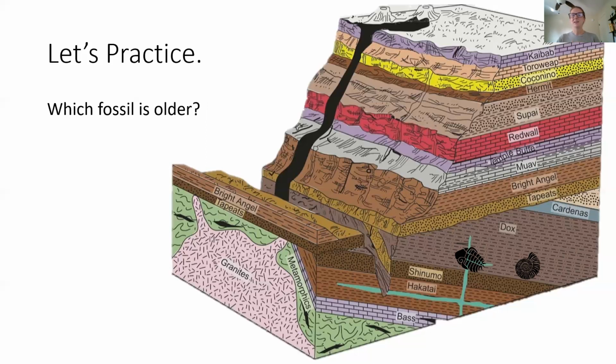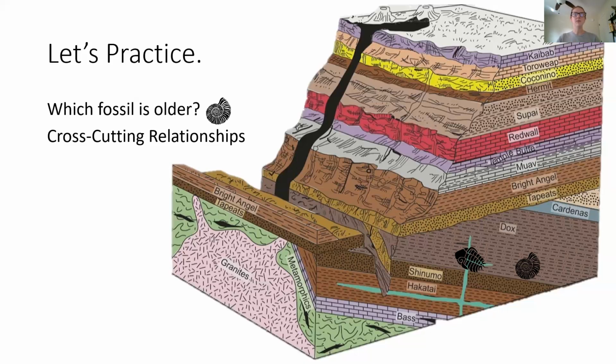And you know that because of the principle of cross-cutting relationships, whatever is doing the cutting, which is that blue dike where that trilobite is, has to be younger than the formation that's being cut, which is the Docks. So that spiral nautilus shell has to be older. It had to exist before the dike cut across it.